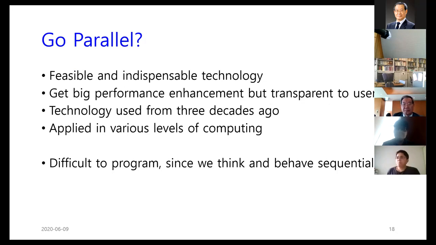We use technology from 3 decades ago, so it's a long story. Parallel computing is applied recently in many areas. But the problem is that it's not easy to program. Because we are trained to think one by one, serially, but parallel means many things are going on all together at the same time.